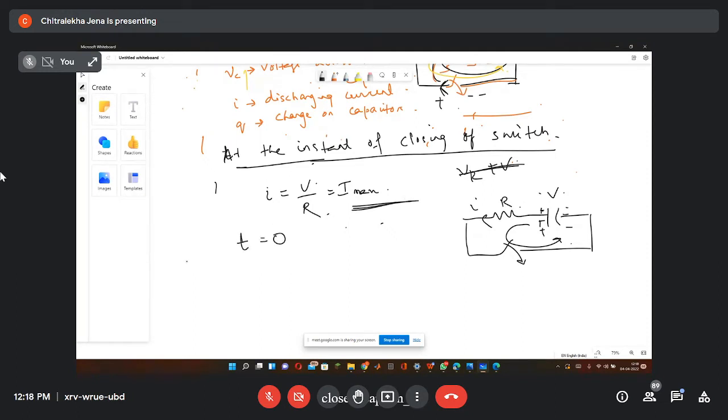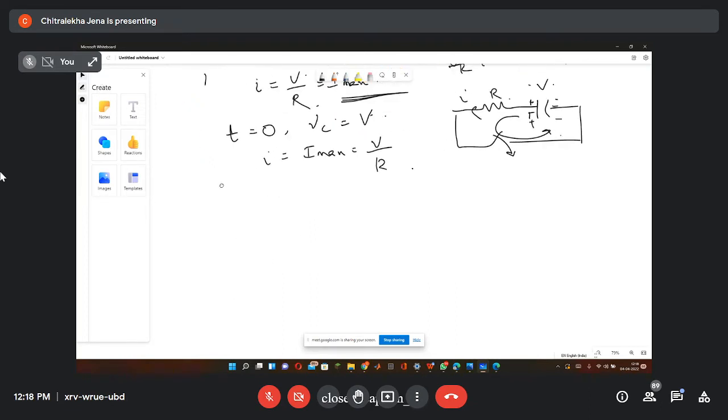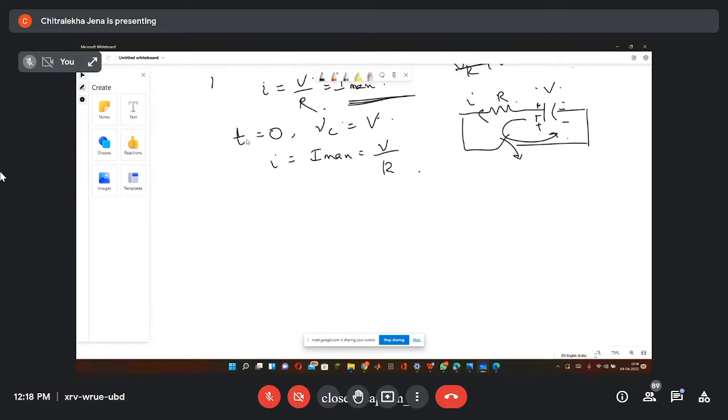That means at t equal to 0, what will be the value of VC? VC is equal to capital V. Current is equal to maximum, that is equal to V by R. Am I clear to all of you now? Now come to the charge in the capacitor. So what will be the charge in the capacitor? Q is equal to capital Q.